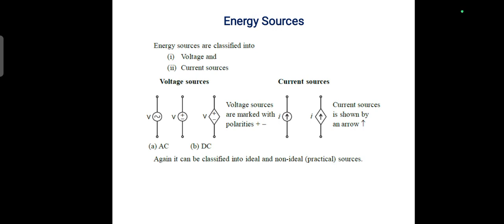For AC, it is denoted with the sine waveform, and for DC, it is denoted with the positive and negative sign. Here the circle denotes the independent source, and the diamond shape represents the dependent source. Similarly, in the current source we have the direction specified, the circle reflects the independent source, and the diamond shape represents the dependent source. Again, it can be classified into ideal or non-ideal sources.